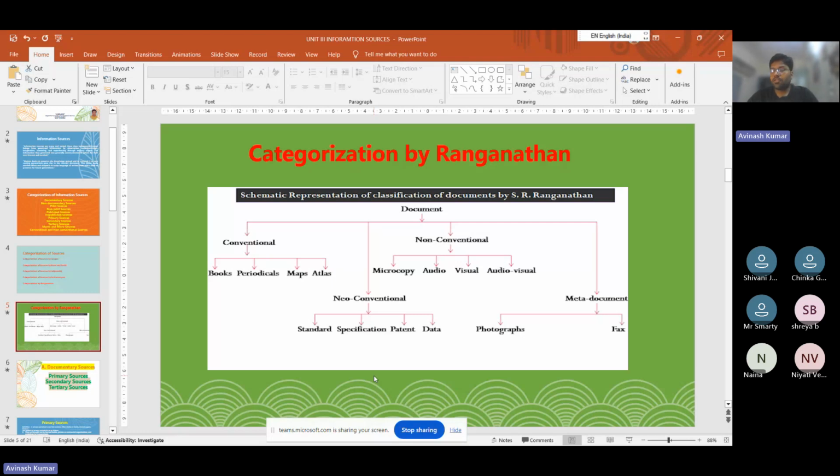And what are the non-conventional? Microcopy, audio visual. And meta document: photographs and facts.